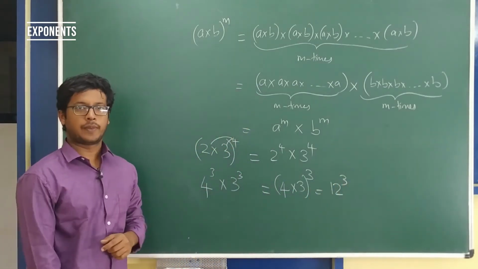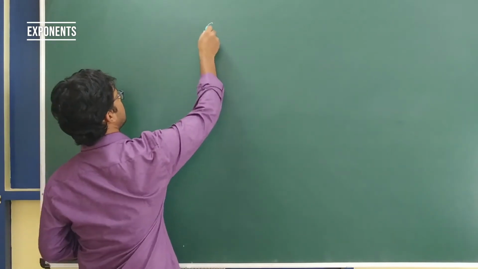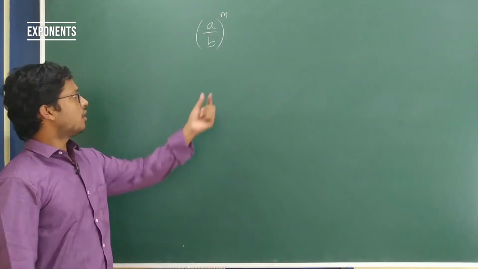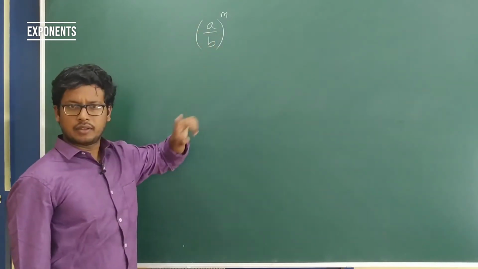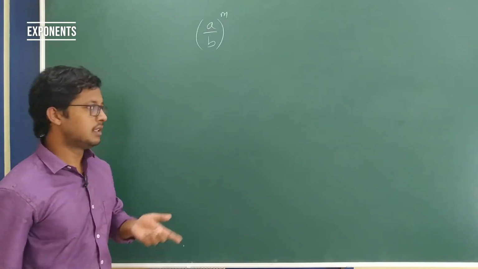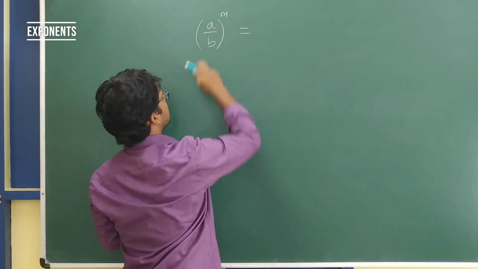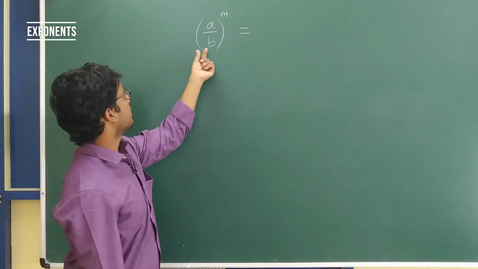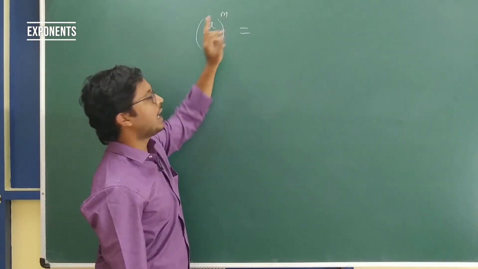Very simple. Now we'll study the next law, which is a divided by b whole raised to m. In the earlier law we had a multiplied by b, which means the bases were multiplied. Here the bases are divided. So when this is the case, what does a by b whole raised to m mean? Here we are multiplying a by b, m number of times.